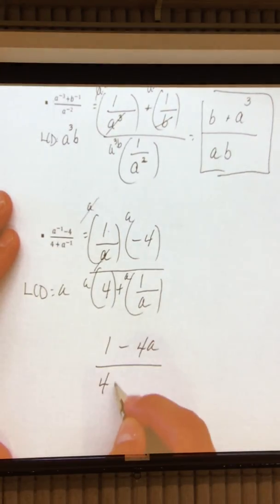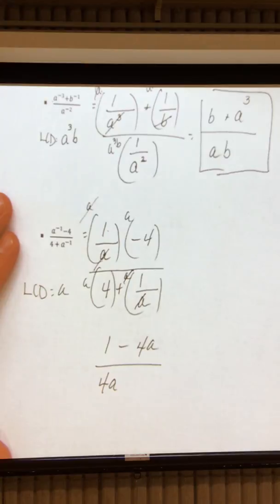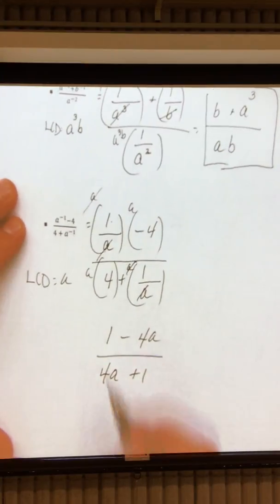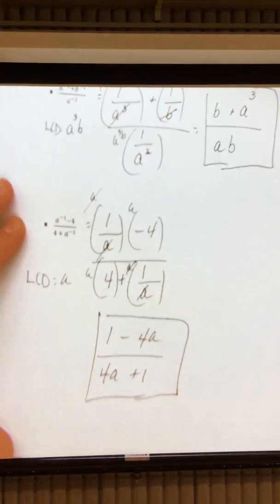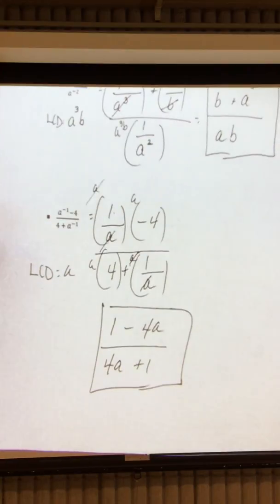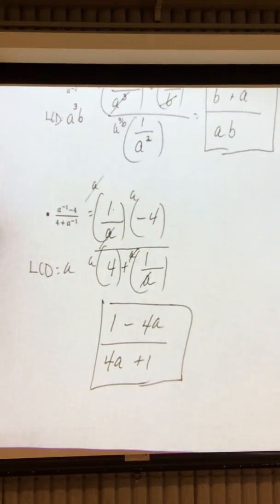4 times a is 4a, and here the a's cancel, and you're left with 1, and you can't simplify that, so you would leave it as 1 minus 4a over 4a plus 1. And that concludes Chapter 7, Sections 5 and 7.